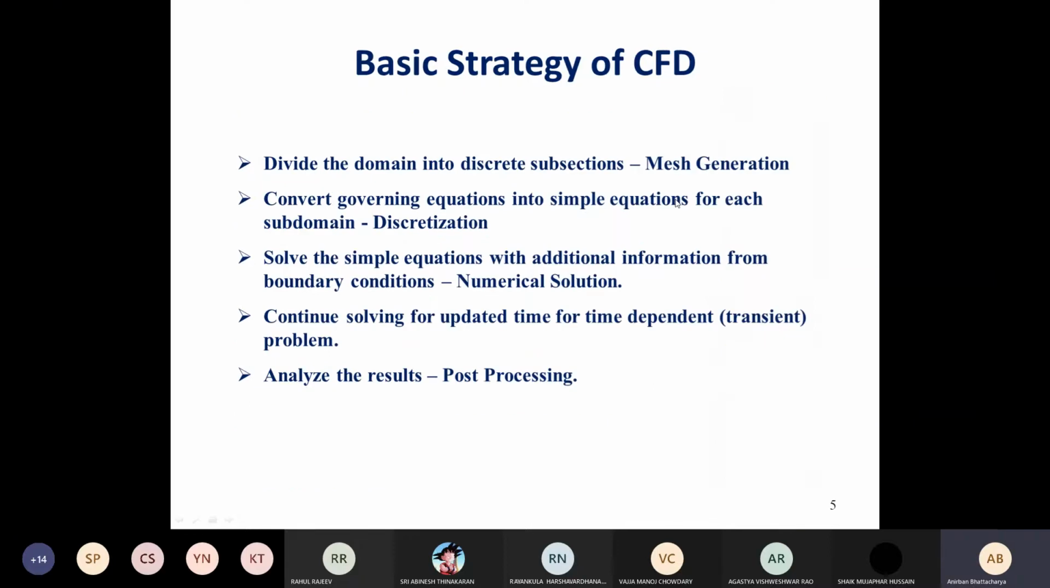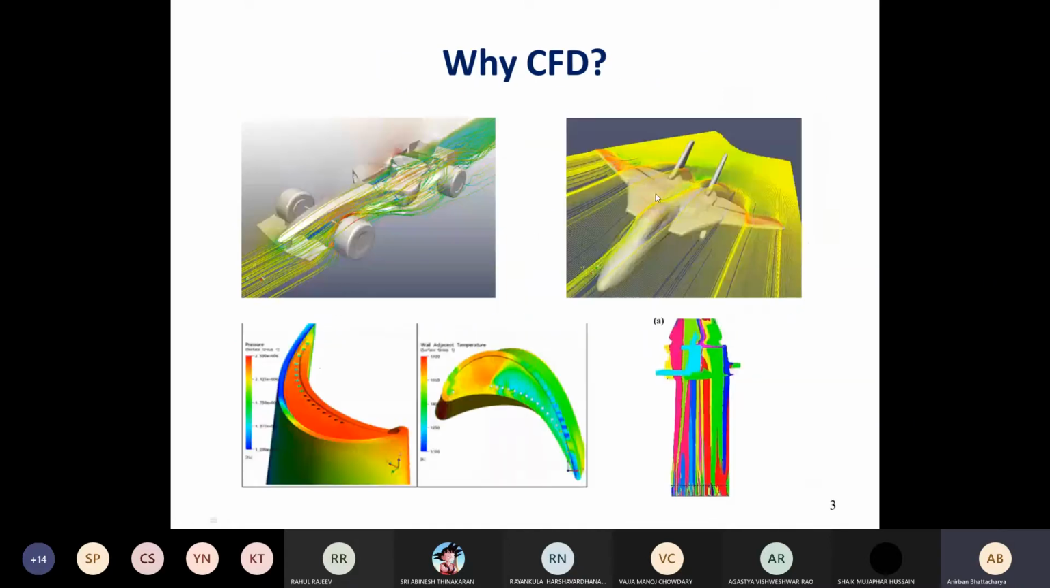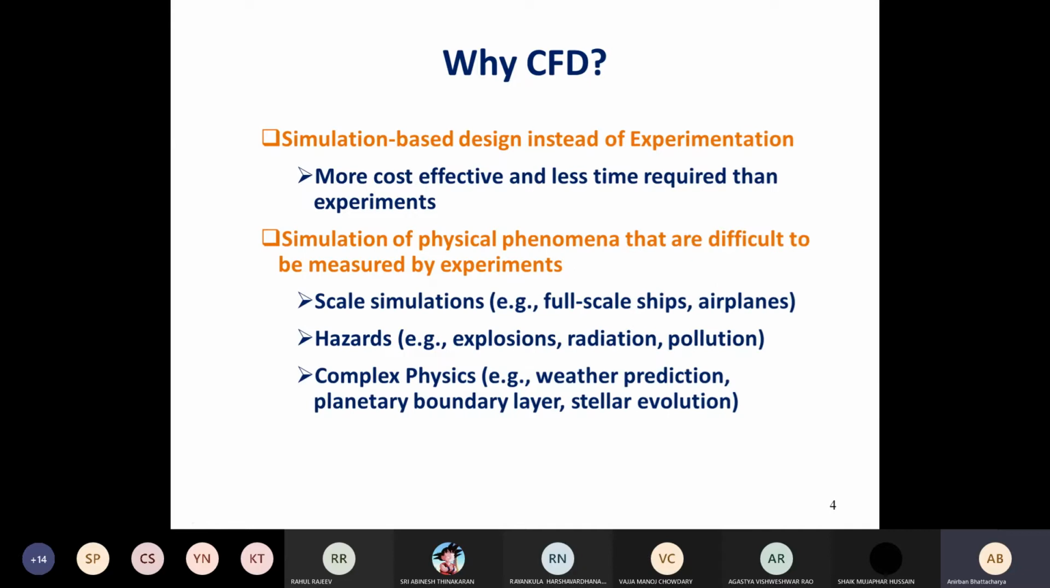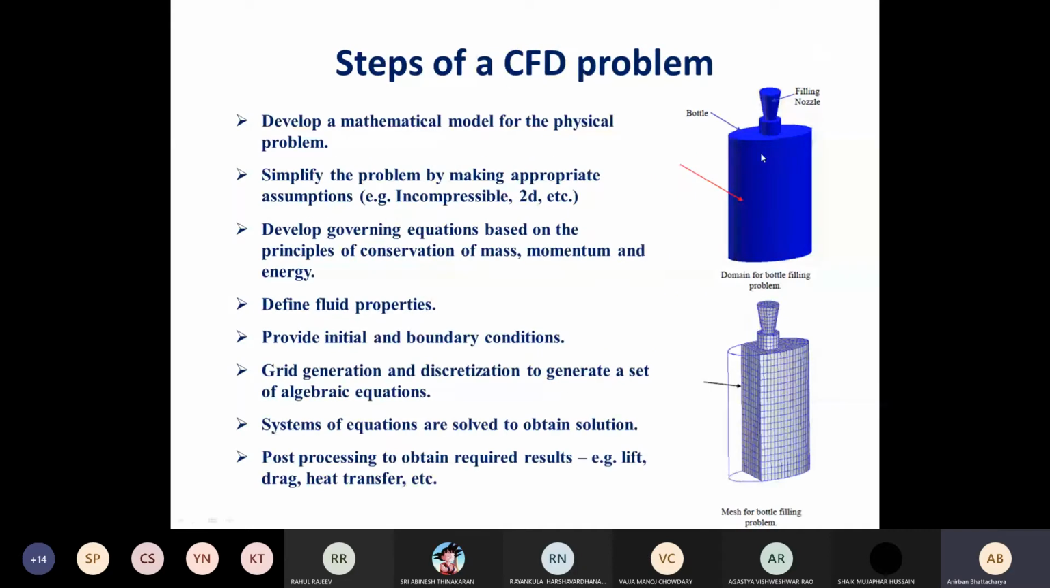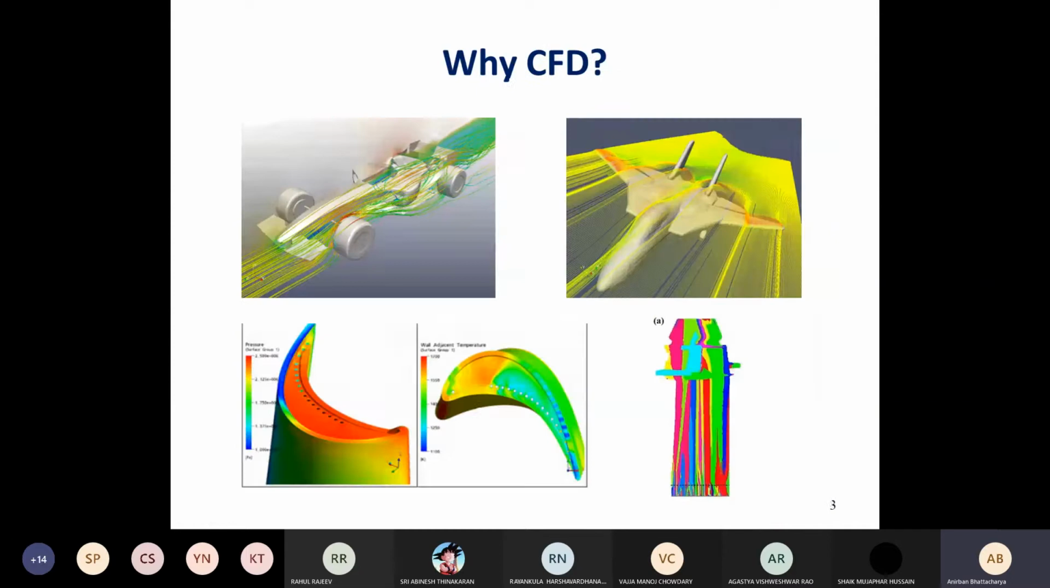Let me show another example, for instance flow over this Formula 1 car or flow over this aircraft. In this case, taking the domain and boundary conditions itself is difficult. In our example problem of bottle filling, the domain is very easy to take. The domain is the bottle itself, so there is no confusion, and the domain boundaries are the bottle walls. But it is not always this easy to take the domain.